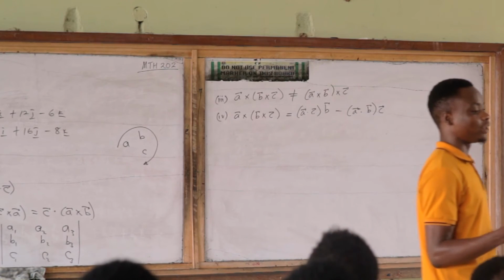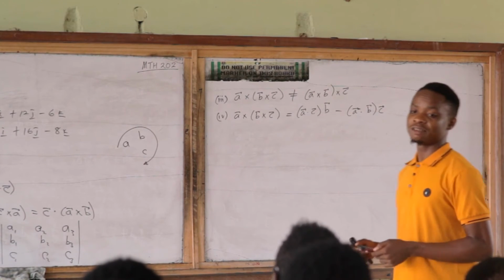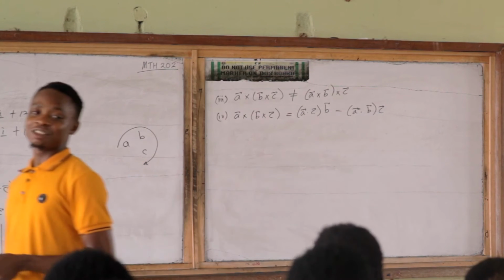And you can verify or test it also with those examples I gave you earlier, vectors A, B, C. And we've done something like this in MTH 104. You can still remember.